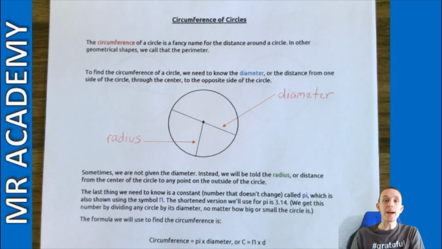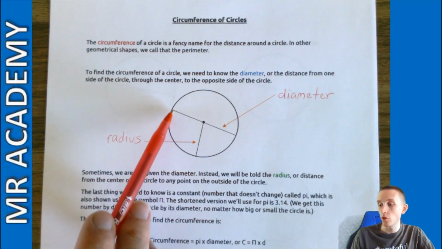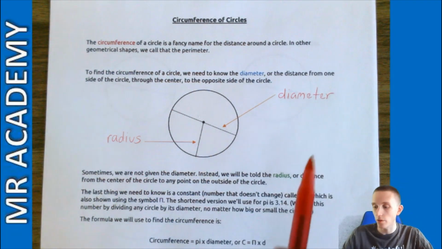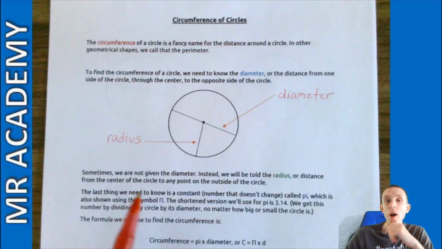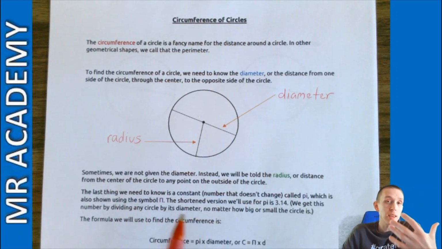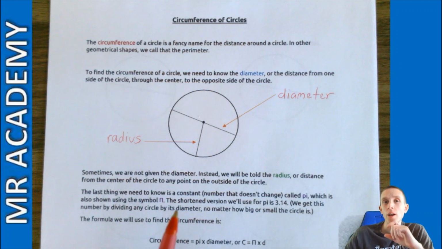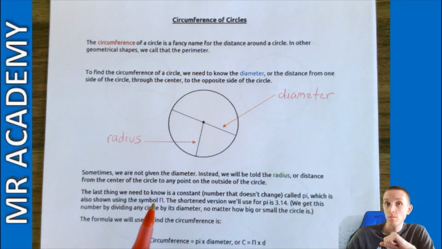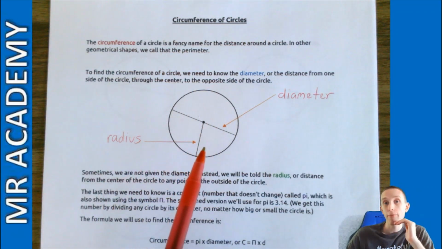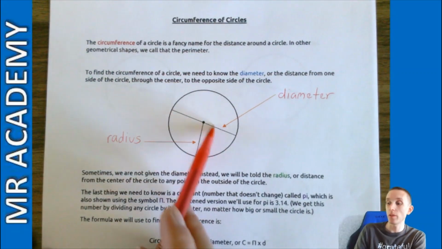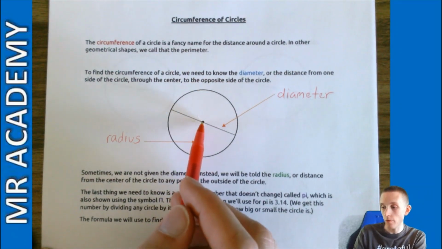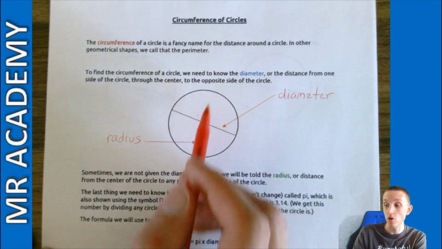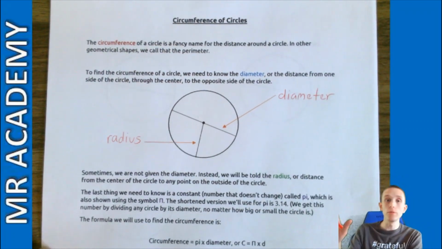So we need to know that diameter, that distance from one side of the circle through the center to the opposite side. We'll get into that, but sometimes they're not going to be quite as nice. Sometimes they might give us the diameter, but there are other times where they might just give us the radius. Radius is this thing right here. That is half of the diameter. The radius is from the center of the circle to any point on the outside of the circle. This is a radius. If I drew one from here to here, that would be a radius. If I drew one from here to here, that would be a radius. All of those are radii.